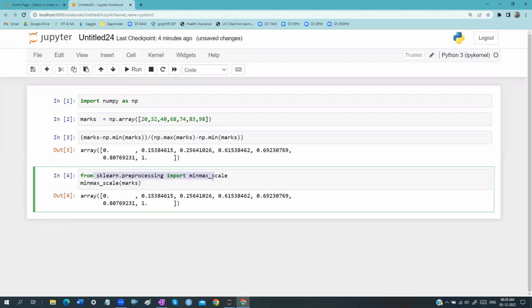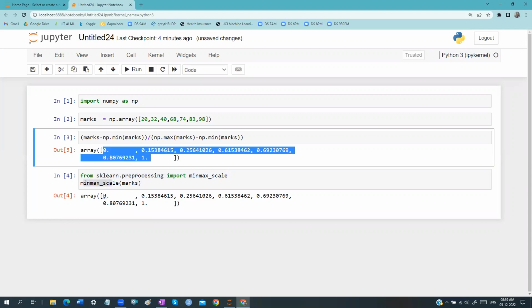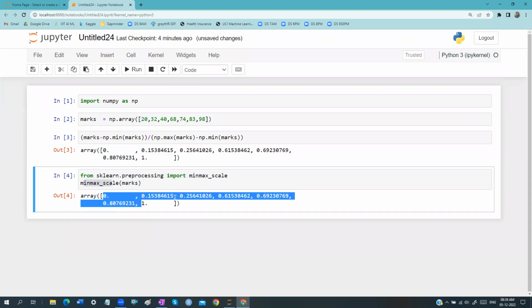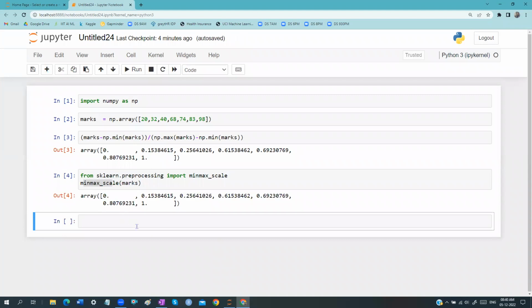I imported a function called MinMaxScaler, and I'm just calling the MinMaxScaler and passing the marks. Can you see, guys? Exactly, it includes the last digit as well: 0.15384615. Or I can even do it manually also, guys.